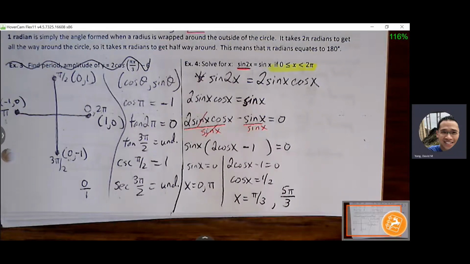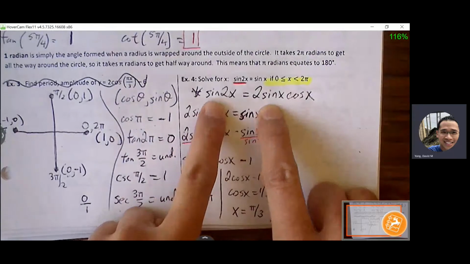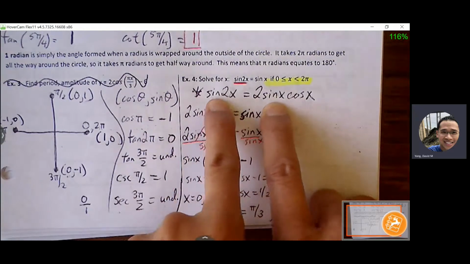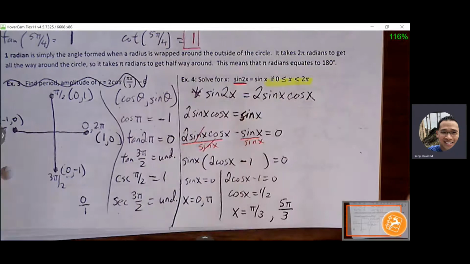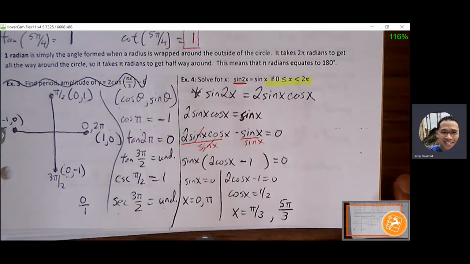Yes, question. Why is sine 2x equal to sine x? Oh, sine of 2x is equal to 2 sine x cosine x. This is the double angle expansion for sine of 2x. Is that what you're asking? But then you said equal to sine x, which means sine x is the same as sine 2x.